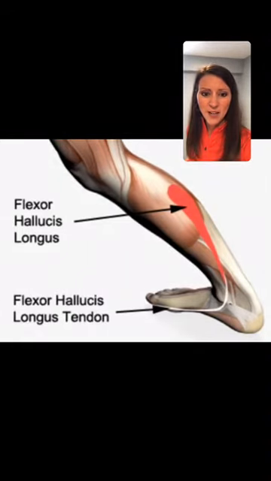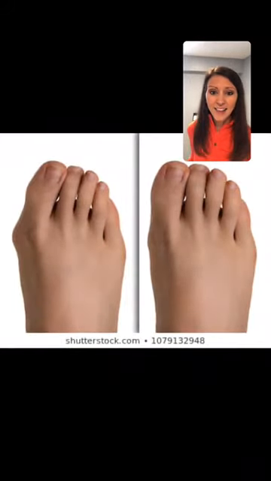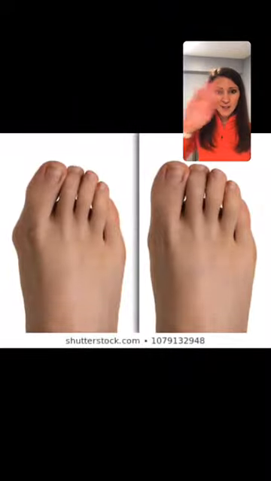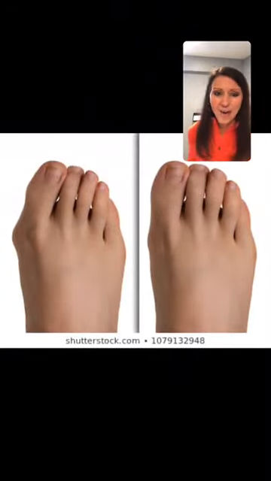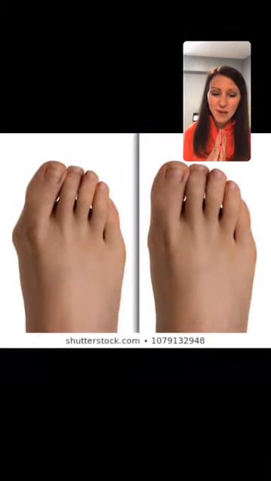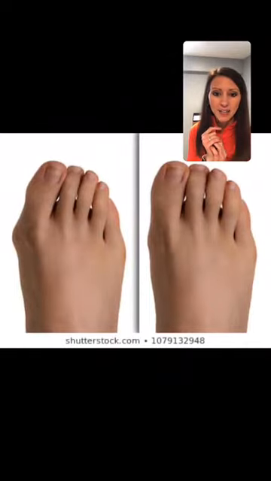Okay, let's talk about hallux valgus. Hallux valgus is this picture on the left, when your big toe starts to drift inward. That's the what. The why that happens could be a number of things, but the number one thing that I think is a weakness in the abductor hallucis muscle.